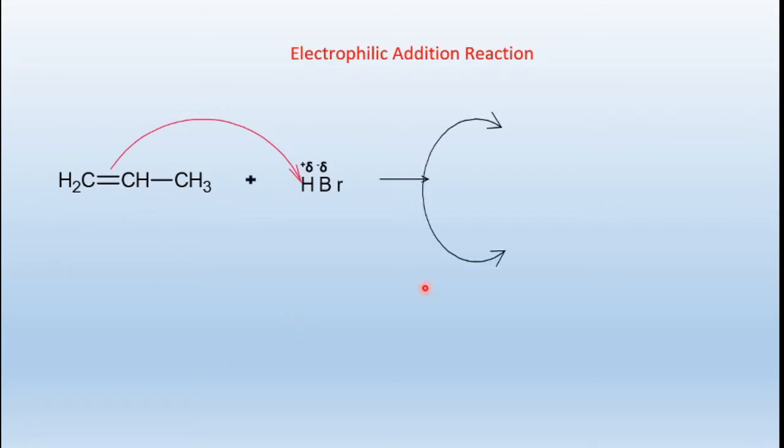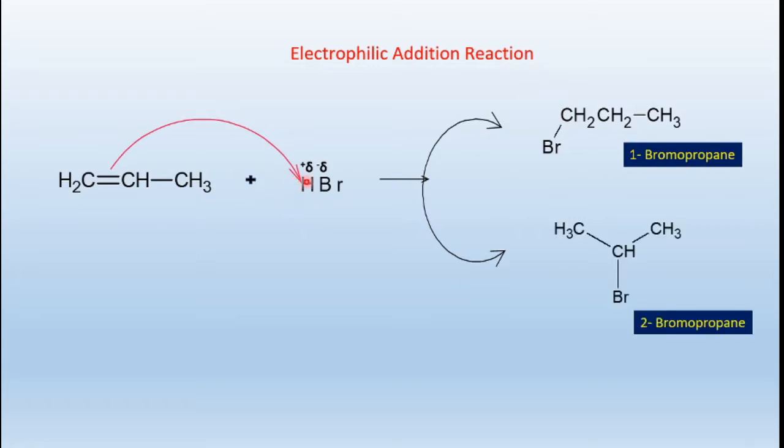Here when you add HBr across the double bond, you get two possible products. If electrophile H plus gets attached to the middle carbon and bromide gets attached to the first carbon, the product formed will be this first structure, that is 1-bromopropane. And if H plus gets attached to the first carbon and bromide gets attached to the second carbon, then the product will be your second structure, that is 2-bromopropane.